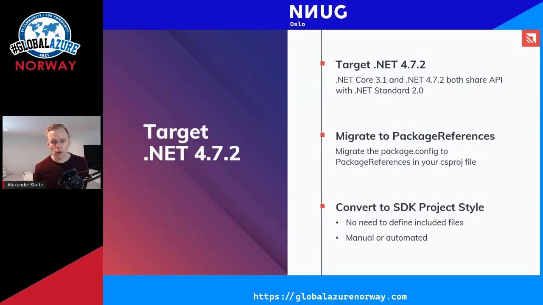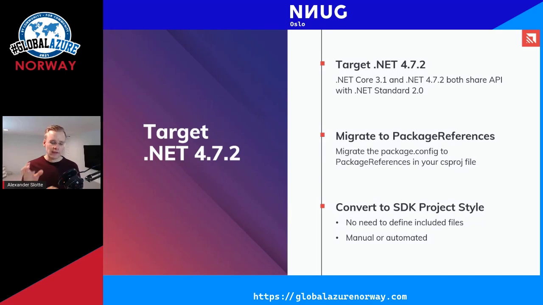So the first thing I always recommend teams doing is going up from 4.6.2 or 4.5.2 or wherever you're at to 4.7.2. I do not recommend you going to 4.8 actually, but 4.7.2 is fine. The reason why you want to go to 4.7.2 is because 4.7.2 and .NET Core 3.1 have a very similar kind of API target area, and they both share that through .NET Standard 2.0.